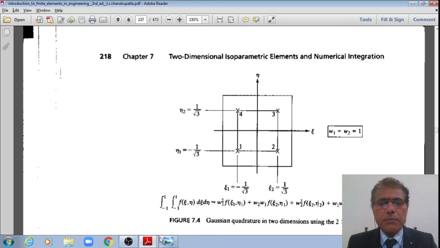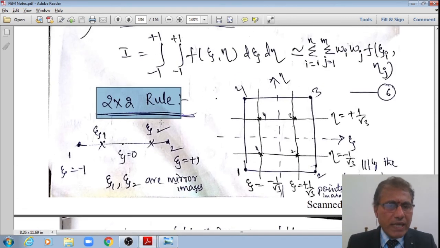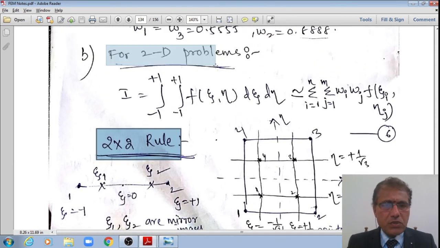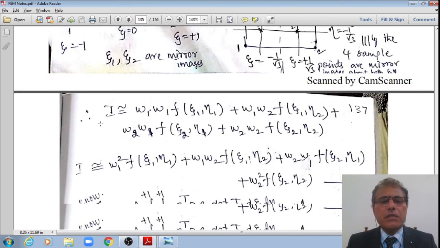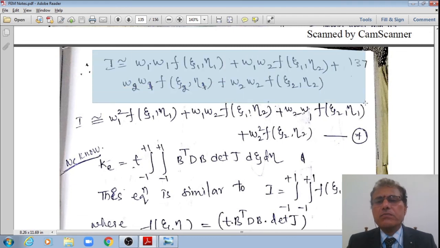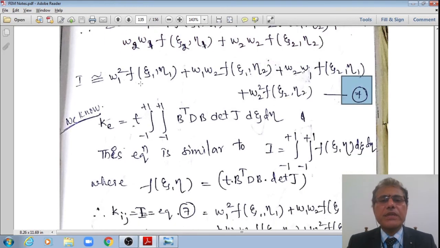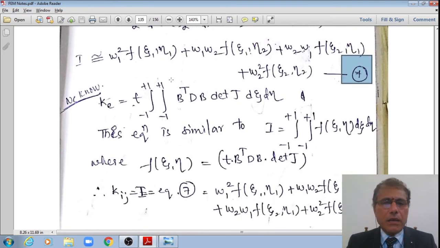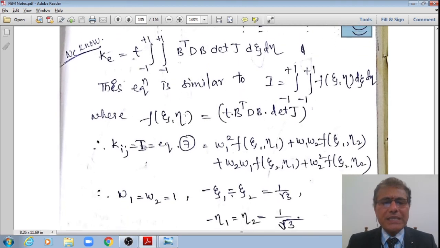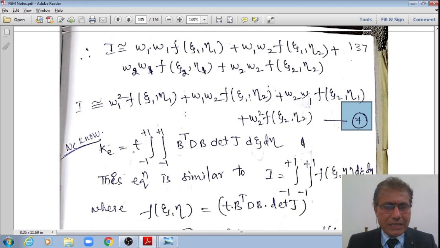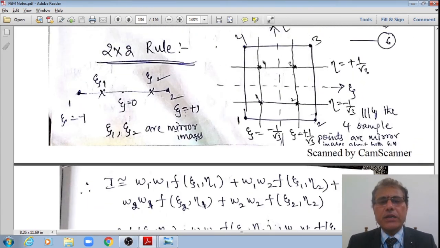as applicable to the 2D analysis. This is applicable for 2D analysis, students, right? 2D problems, right? Then that is how my integral we have seen just now. Let it be given by the seventh equation, right? Then now I can evaluate what are these w1, w2, xi1, xi2, right?